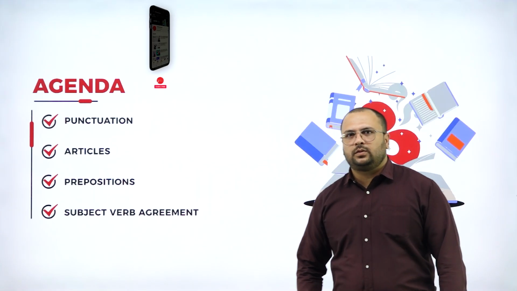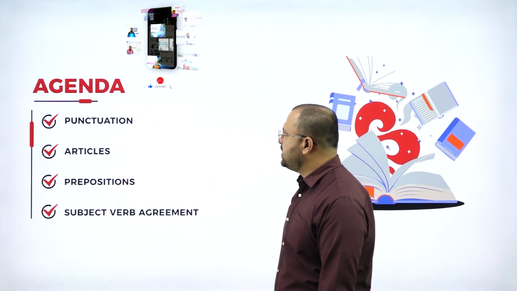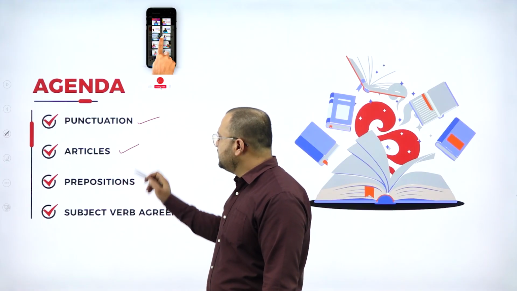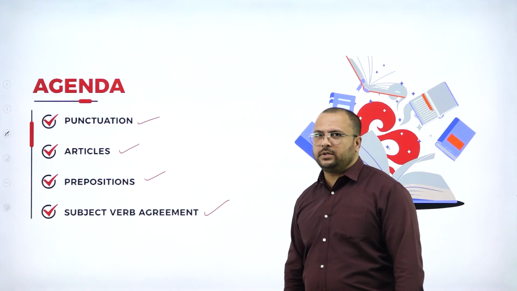So in this session, what are we going to look at in the language component section for the first semester students? First one is punctuation, second one articles, third one prepositions, fourth one subject-verb agreement.